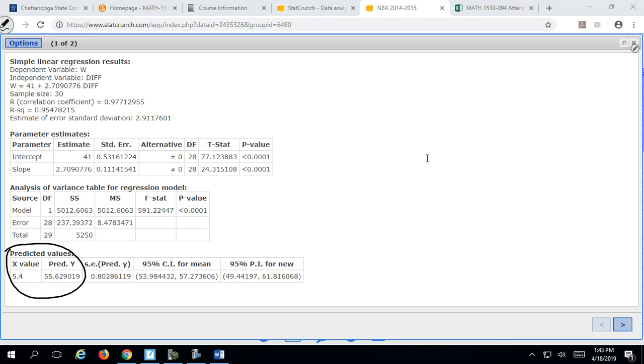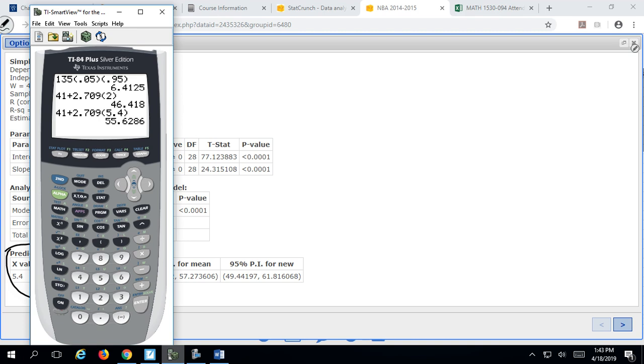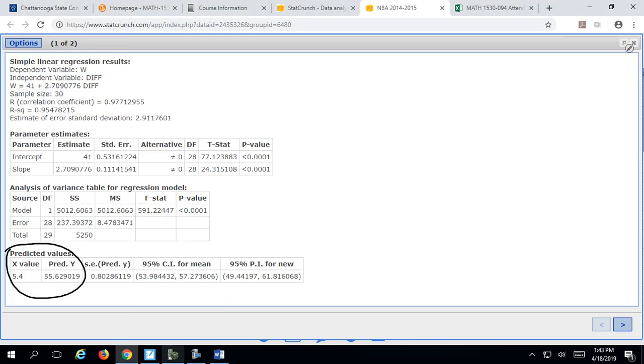So we get 55.6. That's what we got when we plugged this in, right? We predicted how many wins the Atlanta Hawks should get based on their point differential. We got 55.6. StatCrunch will let you plug those in. You can actually do multiple ones there if you use a comma. You can put in multiple x values, and it'll make the prediction for you.